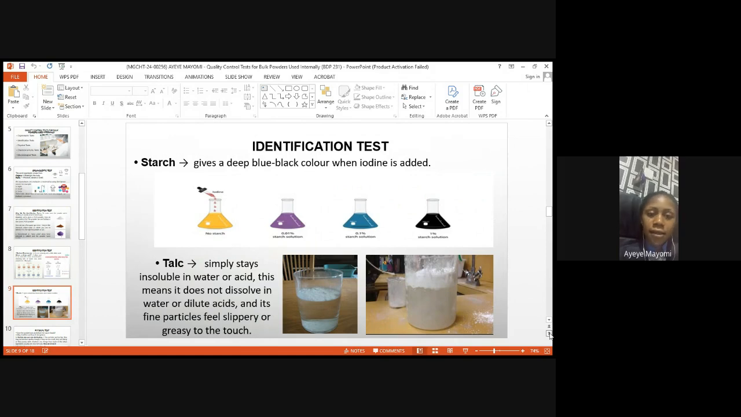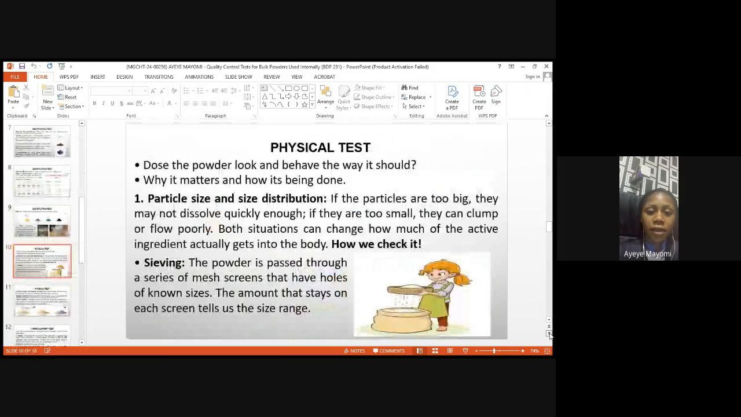Then we move on to the next test, which is the physical test. Under the physical test, we have two main examples. Number one, we have particle size and size distribution. This tells us that if the particles are too big, they may not dissolve quickly enough. If they are too small, they may clump or flow poorly. To check those particles, we use sieving. In sieving, the powder is passed through a series of mesh screens that have holes of known sizes. The amount that stays on each screen tells us the size range.